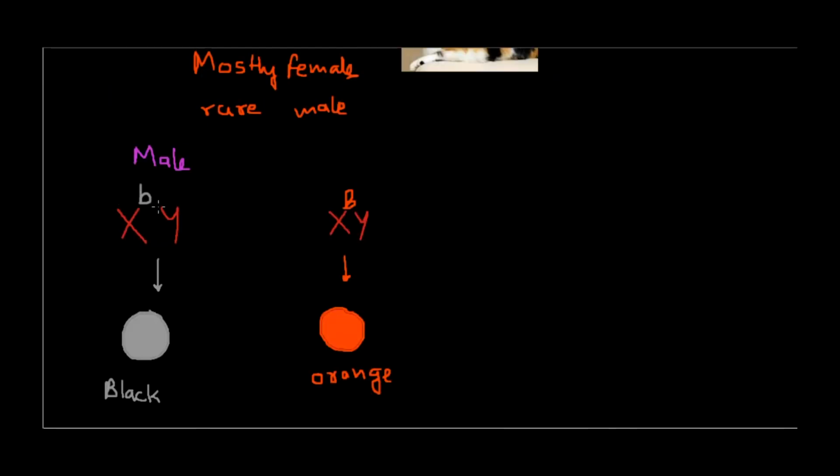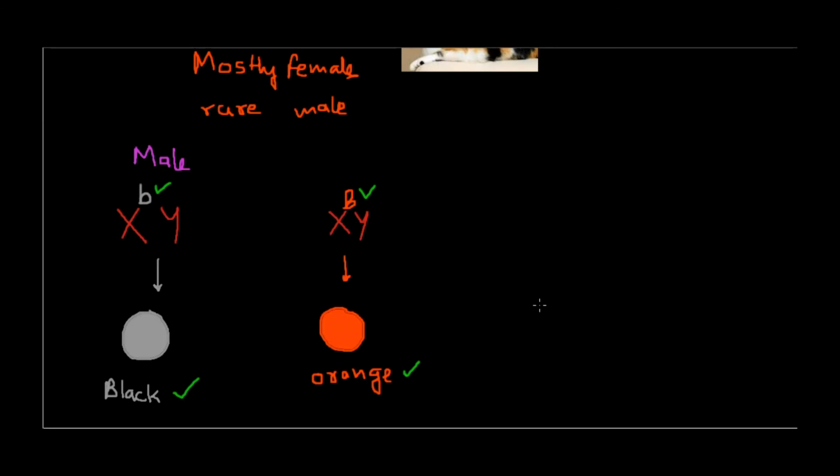First, let's take an example of male cats. Male means you will have X and Y chromosome. Now this X chromosome can have either the allele or gene for black color pigment, or it can have the gene for orange color pigment. Any of the alleles can be present. So in case of male, it is simple. If there is a gene for black color pigment, you are going to get a black color cat. In case of male which has the gene for orange color, you're going to get the orange color cat.